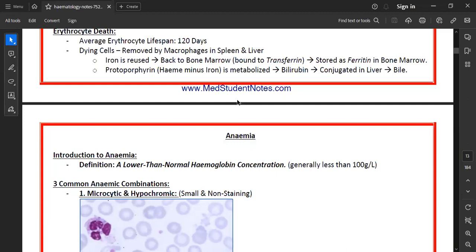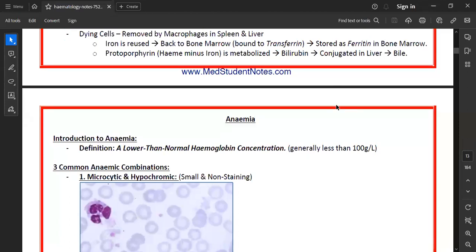So the first problem we'll encounter that is faced by red blood cells is anemia. So anemia can generally just be explained as a lower than normal hemoglobin concentration.